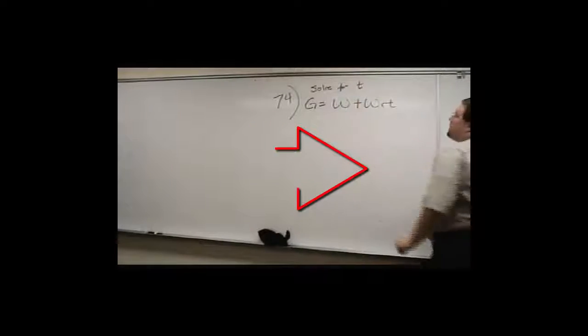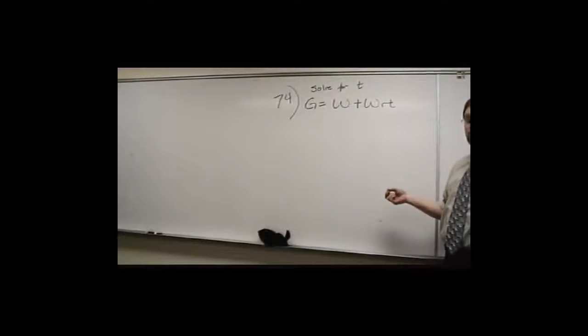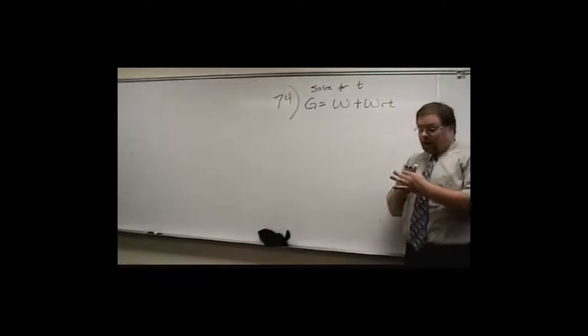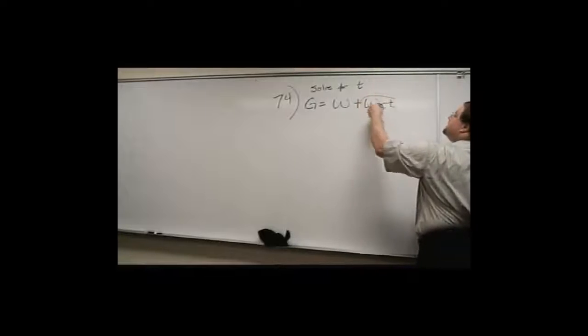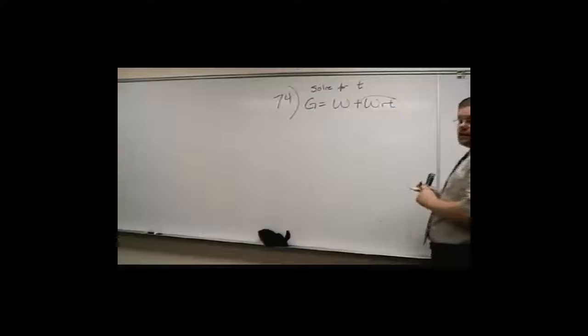Okay? It makes a big difference which variable I tell you to solve for, because the steps I take will be different if I told you to solve for R or to solve for W, so on and so forth. So I want to solve for T. So I want to eventually get T alone. So I'm going to circle the WRT, knowing that T is what I want to get alone. Okay?